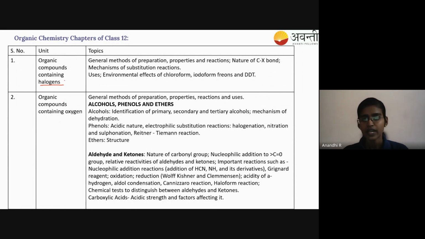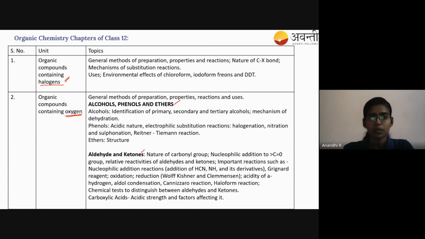So you can find this lesson in your book as haloalkanes and haloarenes. So this is that particular chapter. And organic compounds containing oxygen consist of two lessons. One is alcohol, phenol, and ether, and the other one is aldehyde, ketone, and carboxylic acid. So these two lessons are coming under a single topic in the JEE and NEET syllabus.